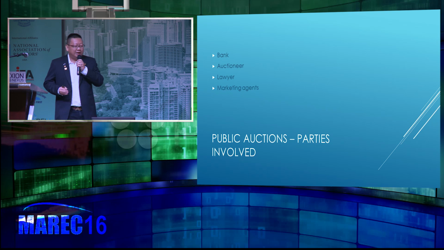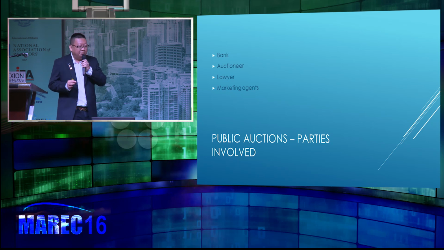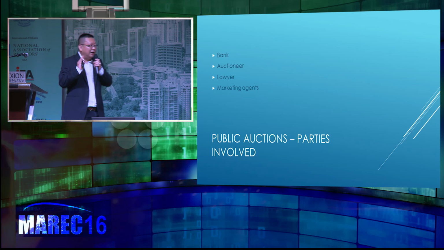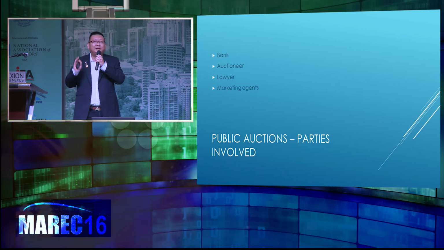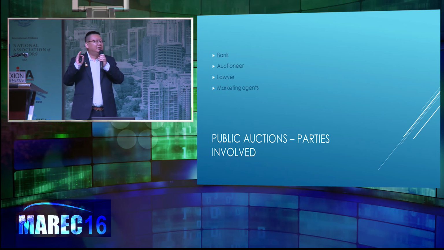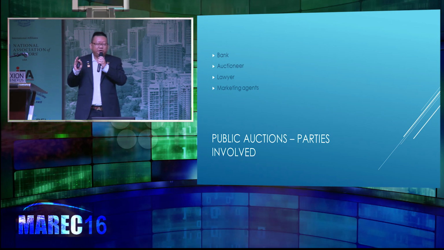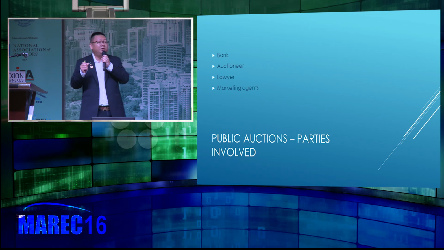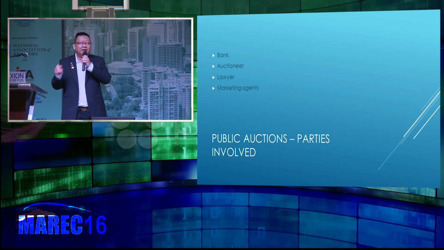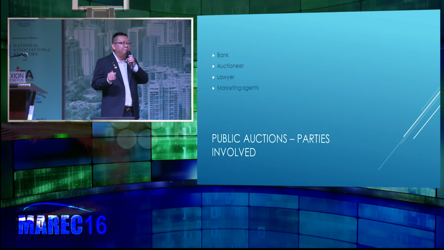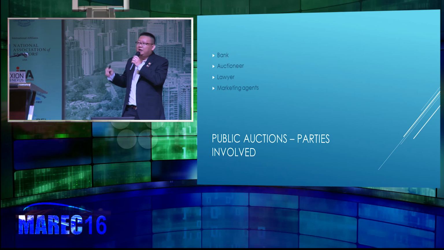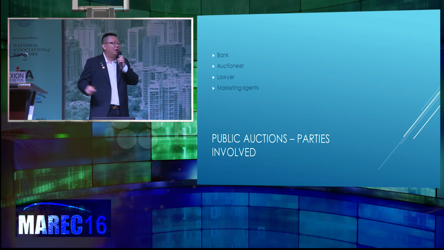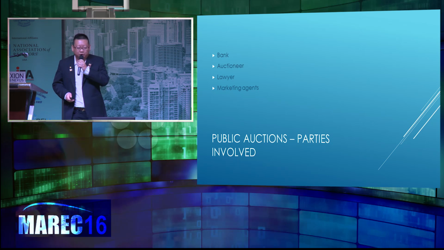So in public auctions, there are mainly 4 parties involved. Number 1 is the bank because currently 99% of the public auctions are foreclosure, distressed property. So the banks are involved. Then you have the auctioneer. For your information, all auctioneers' licenses are given on a state basis. If they are a state auctioneer in Selangor, they cannot conduct an auction in Johor unless they also have an auctioneer license in Johor.